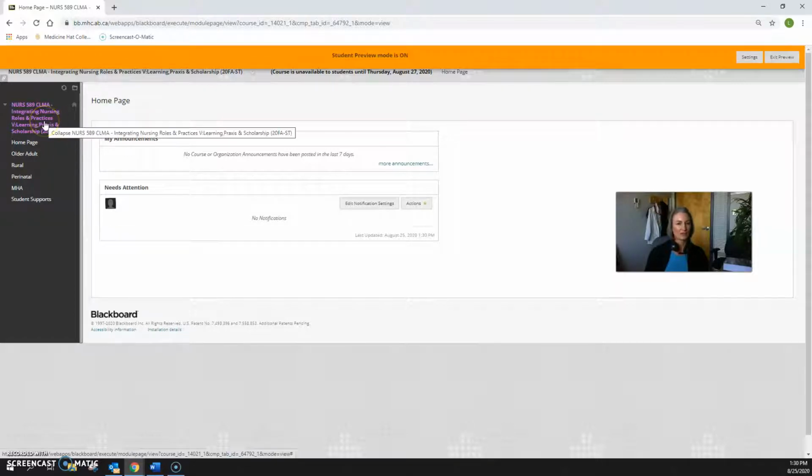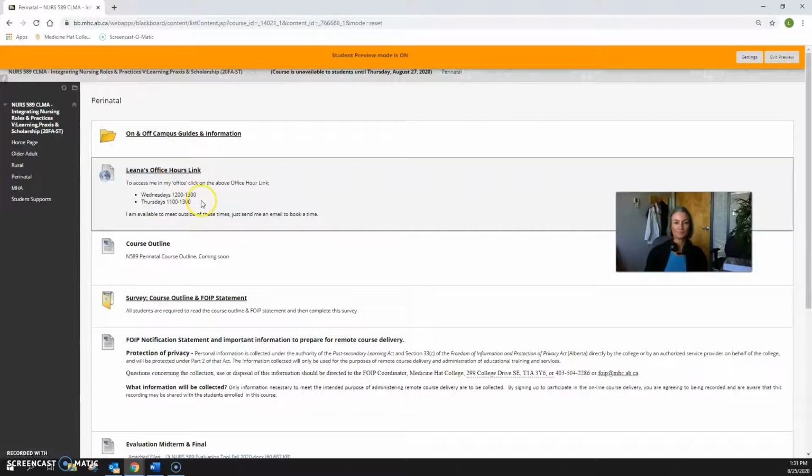I know you guys all know how to access Blackboard, so if you go into your Nursing 589 course, you're going to notice that there are a few different tabs here on the side. Obviously, you're going to want to enter the perinatal tab. This is where all the information specific to the perinatal clinical rotation is housed. The other information is only going to be relevant to the students in those different areas, and it's going to be different, so you'll want to look at the perinatal information.